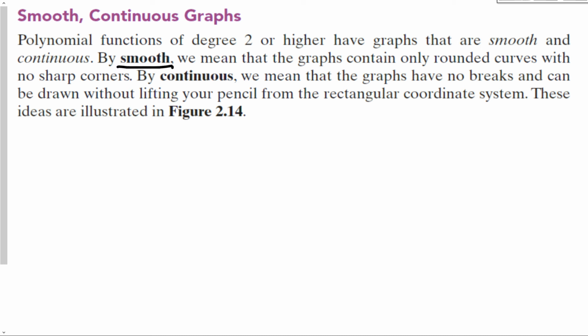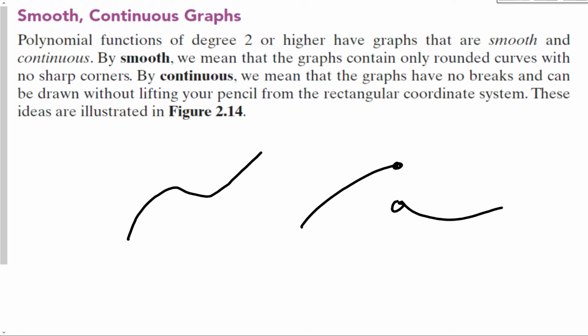Smooth, not smooth. Okay? So sharp corners like that mean that we're not going to have a polynomial. In fact, the only way to make sharp corners is to have two different functions. Okay, so that would be a piecewise function. By continuous, we mean that the graph will have no breaks and continue to be drawn without lifting up your pencil from the rectangular coordinate system. That's continuous. There is no way to make this function without picking up my pencil.